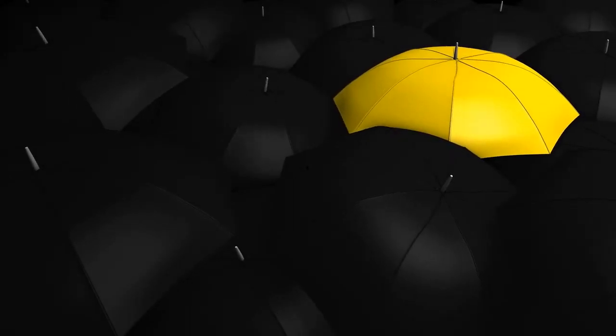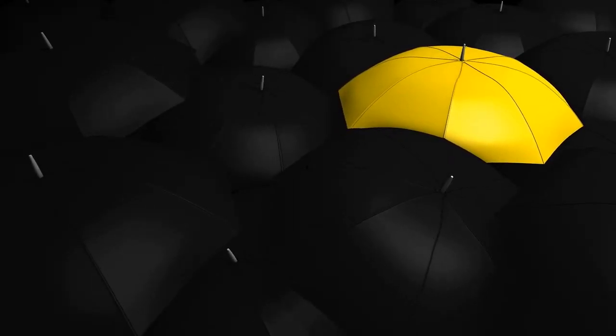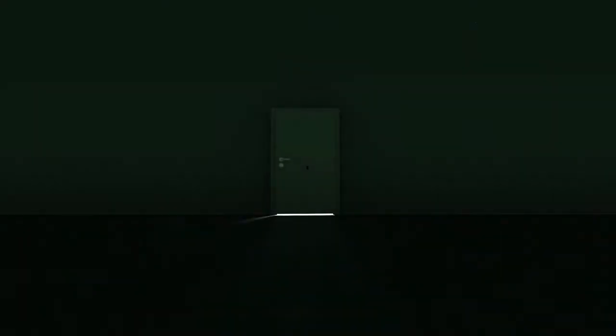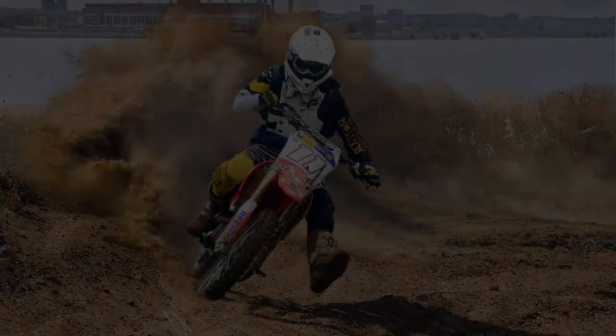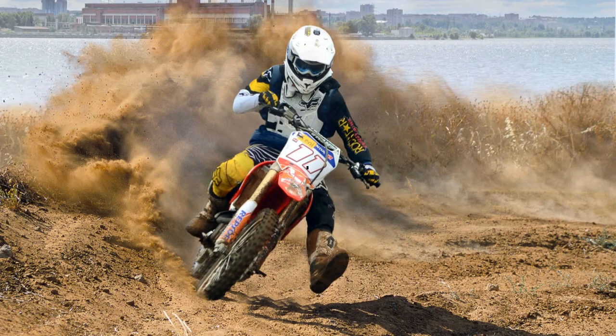This is an example of emphasis because the one yellow umbrella is drawing the attention of the viewer. This is value and contrast, with how the door opens to reveal a light in the dark room. This is movement because you can picture how the motorcycle will be moving over the dunes.